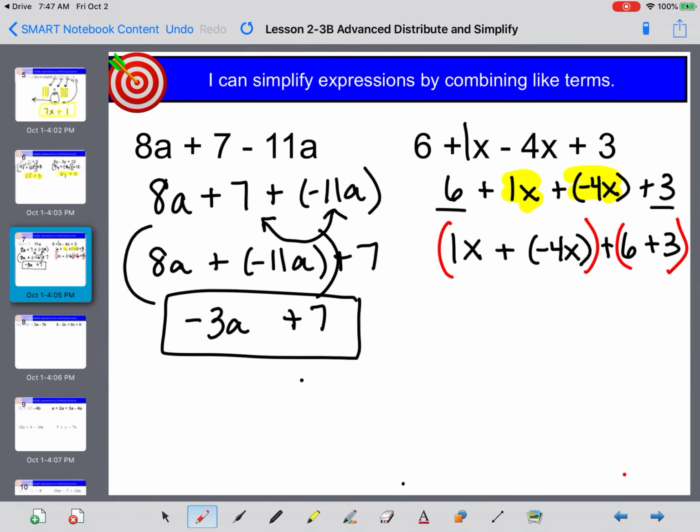1x plus a negative 4x is a negative 3x. 6 plus 3 is 9. Negative 3x plus 9.